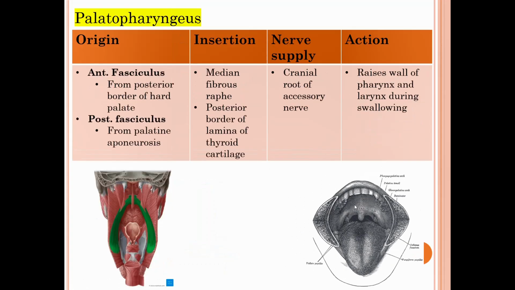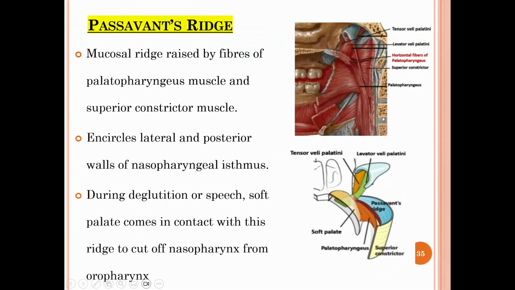Okay, then there is palatopharyngeus. So it has two fasciculi, anterior fasciculus and posterior fasciculus. Anterior fasciculus comes from the posterior border of hard palate, and posterior fasciculus comes from the palatine aponeurosis. They will be inserted into the median fibrous raphe. Remember median fibrous raphe, where all the constrictors of the pharynx will be inserting, okay. So it is also supplied by the cranial root of accessory nerve, and it raises the wall of pharynx and larynx during swallowing, okay. So these are the muscles of the palate.